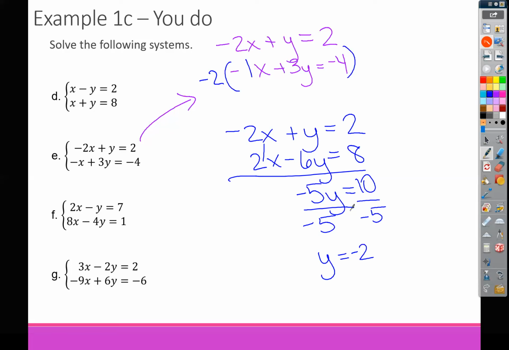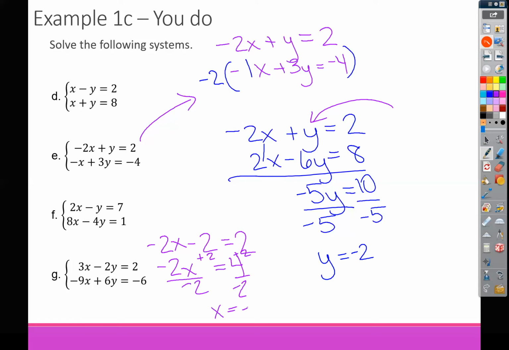Now, I want to substitute y equals negative 2 in either one of the equations to find out what x would equal. So I'm going to plug it into the top one. It doesn't matter which one you do. Negative 2x, plugging in right here, plus y, which means minus 2, equals 2. I'm going to add 2 to both sides, and I would get 4. Divide by a negative 2, and you get x equals negative 2.